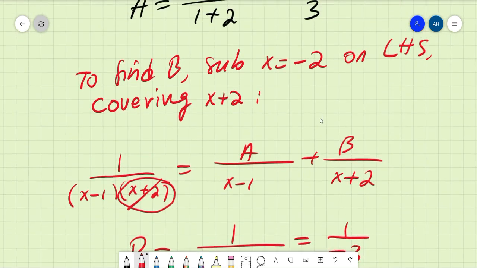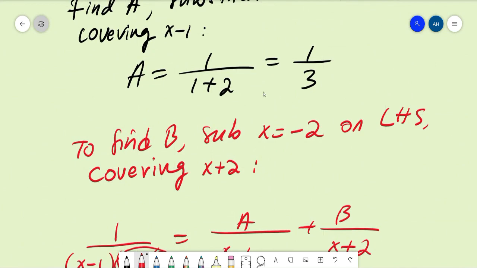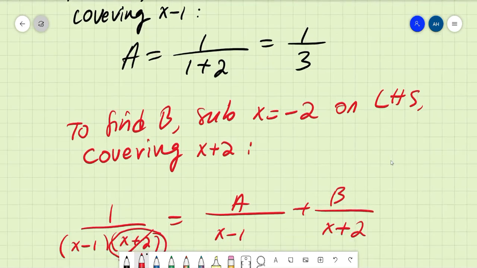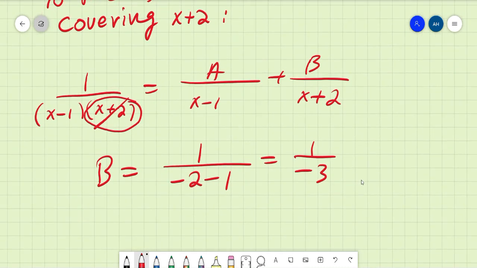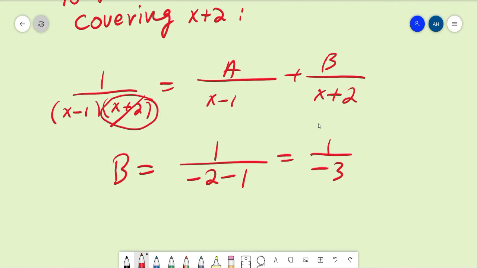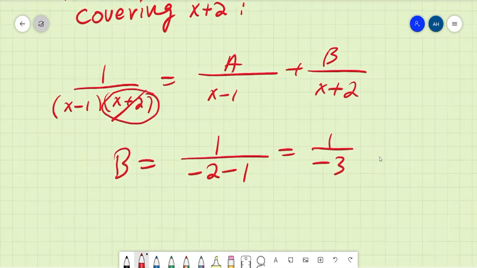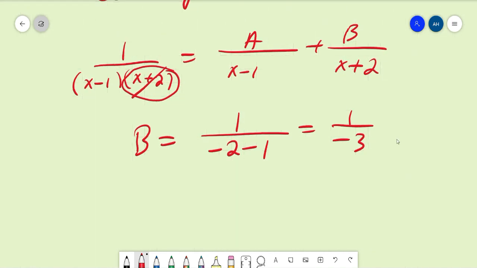We also already got a equal to 1 over 3 over here. A equal to 1 over 3 and b equal to negative 1 over 3. Now we are ready to substitute the value for a equal to 1 over 3 over here, and substitute b equal to negative 1 over 3 in this expression there. So now for the final answer, let's write down.